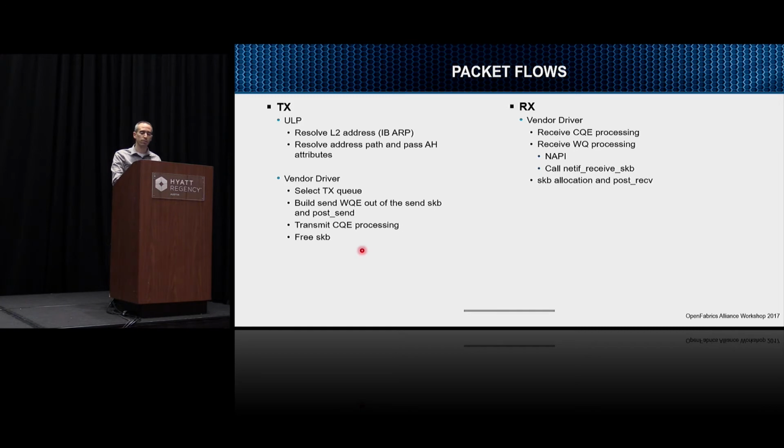In terms of the receive path, the vendor driver would be the one that will do the completion queue entry processing of the hardware. No need to copy to the IBV work completion. In terms of the work queue and the receive work queue processing, the vendor driver will also be doing that. We'll be servicing the NAPI poll calls and the receive SKB. And of course, allocation of the new receive buffer and posting it to the hardware.